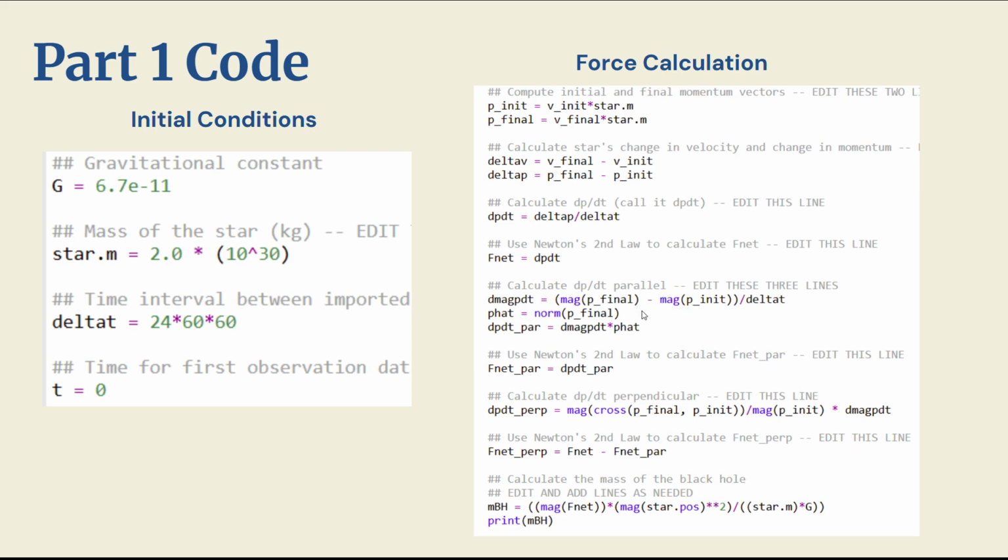To find the parallel component of force, we take the magnitude of the final momentum, subtract the magnitude of the initial momentum, and then divide that by delta T. We multiply that by the unit vector of the momentum to get the parallel component of force. Since Fnet parallel plus Fnet perpendicular is equal to Fnet, to find Fnet perpendicular, we can subtract Fnet parallel from Fnet. To find the mass of a black hole, we can rearrange the gravitational force formula to solve for the mass.